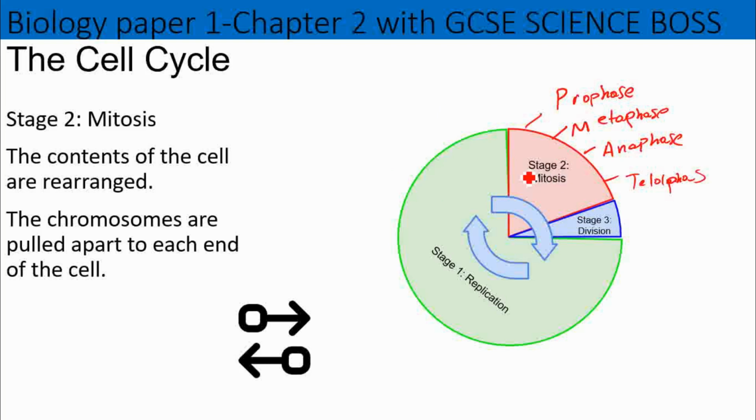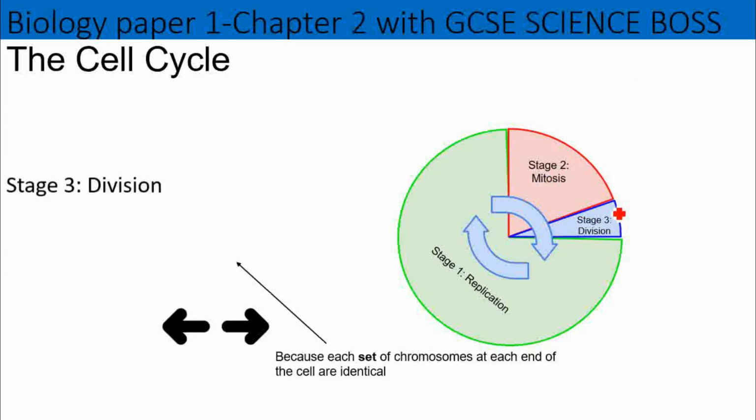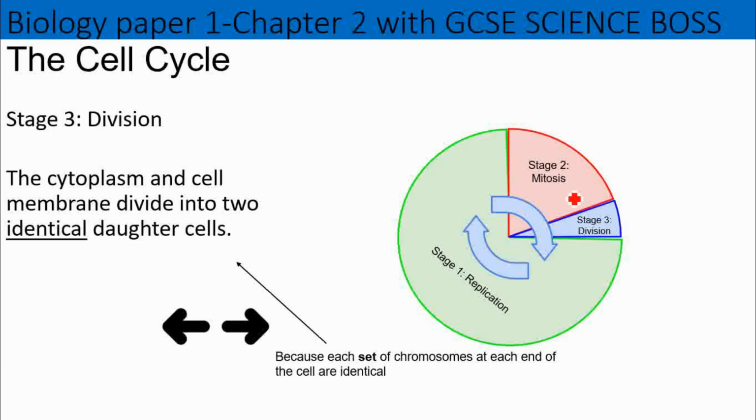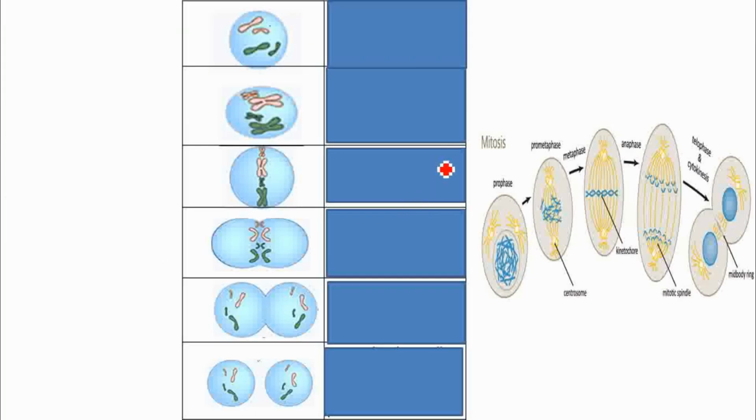The contents of the cells are rearranged. The chromosomes are pulled apart at the end of each cell. And then towards the end of the cell cycle, which is stage 3, you now have the division of that cell into 2 cells. So the cytoplasm breaks in a stage called cytokinesis, and the cell then divides into 2 daughter cells. Two identical daughter cells. That is a key word there.